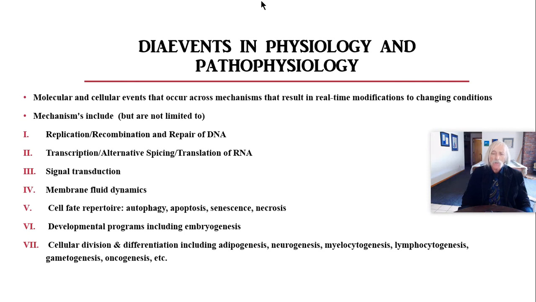Neurogenesis, we know what that means. Myelocytogenesis, all the myeloid cell lineages. Lymphocytogenesis, all the lymphoid cell lineages downstream. Gametogenesis, of course, for reproductive concerns. Oncogenesis, and on and on and on. Okay.